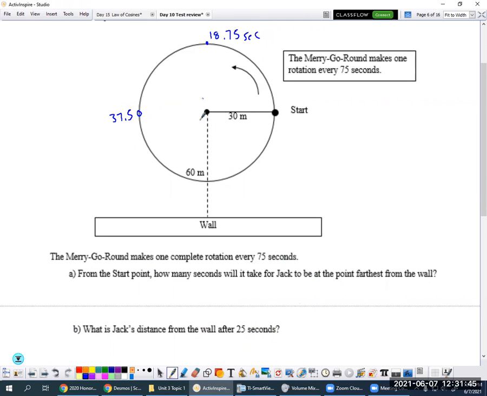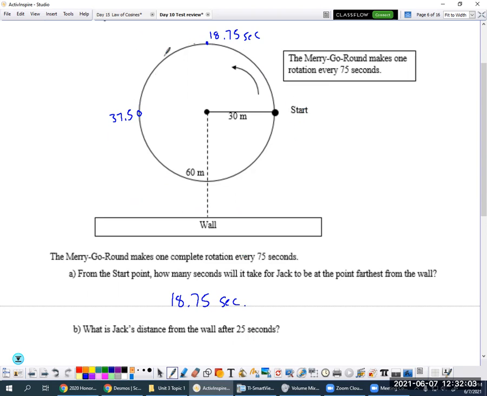Oh, the furthest point, I thought it was the closest point. No, the furthest point is at 18.75 seconds. So Jack's distance from the wall. This 25 seconds, again, is not a nice north, south, east, west.